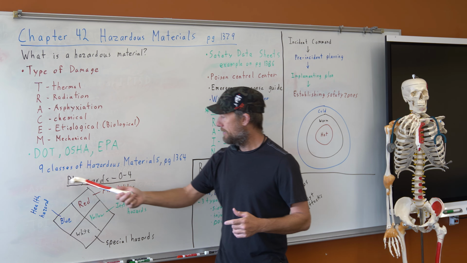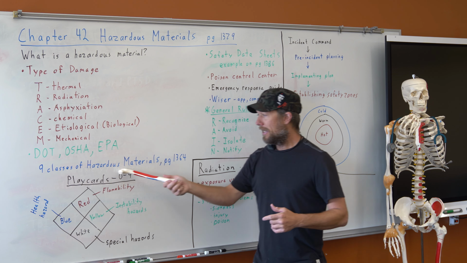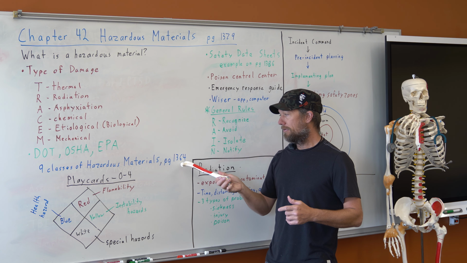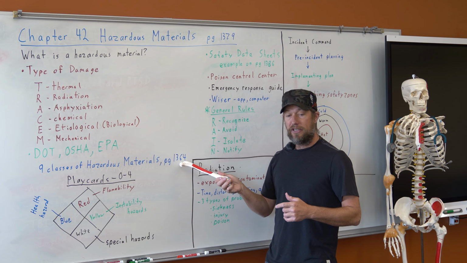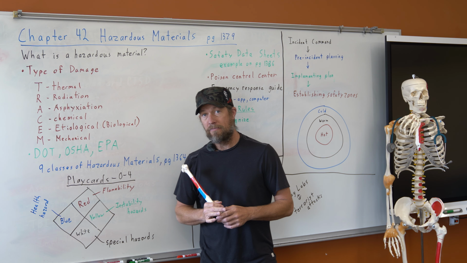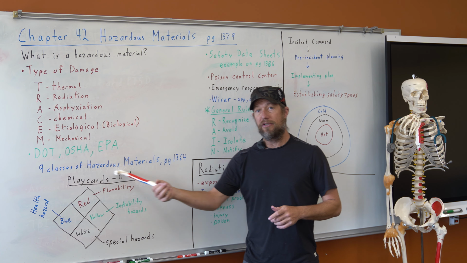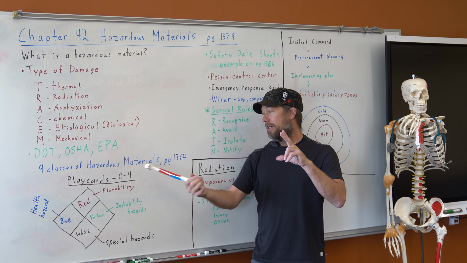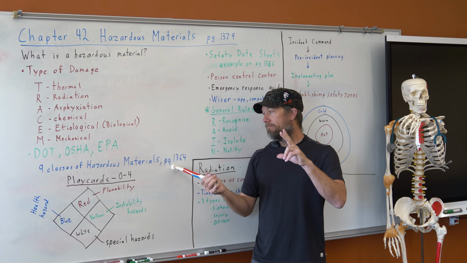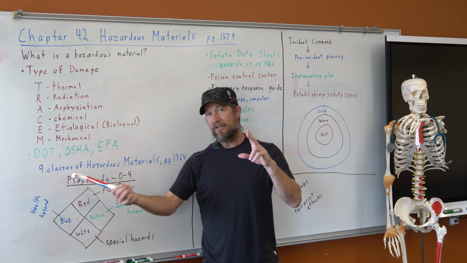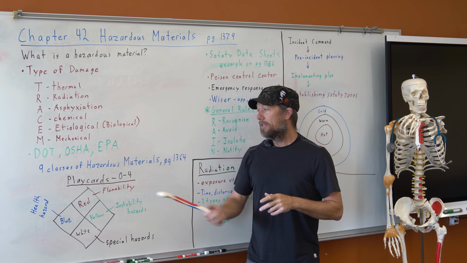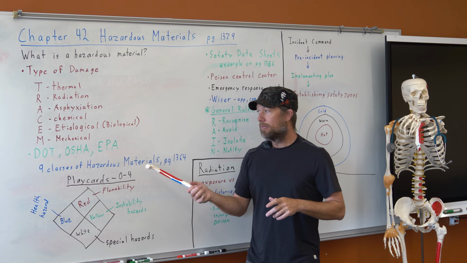As far as the 9 classes of hazardous materials, you can find this on page 1364 in your textbook here. You don't have to be super familiar with this, just kind of get a general idea. There are placards, and you can kind of look at these 9 different classes on this page. We'll get to how you can identify these in a little bit.